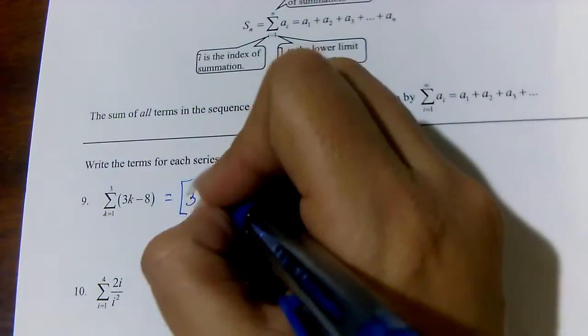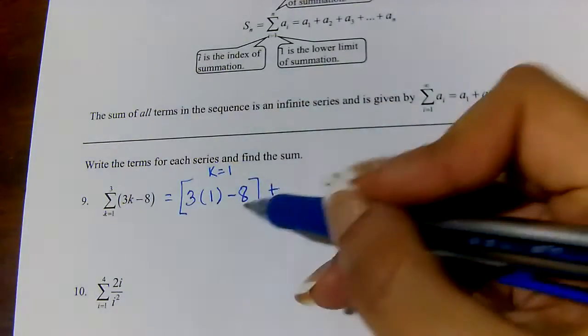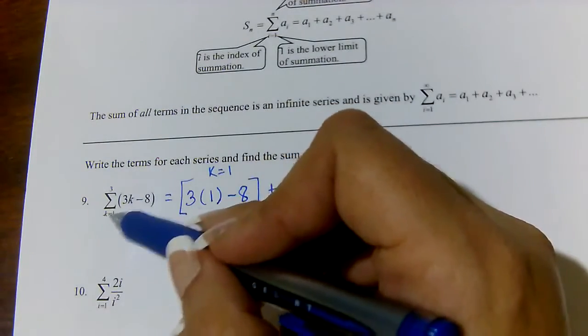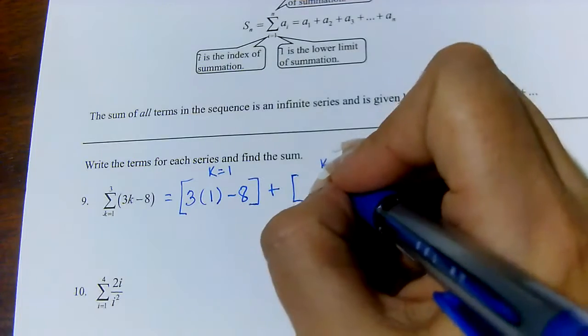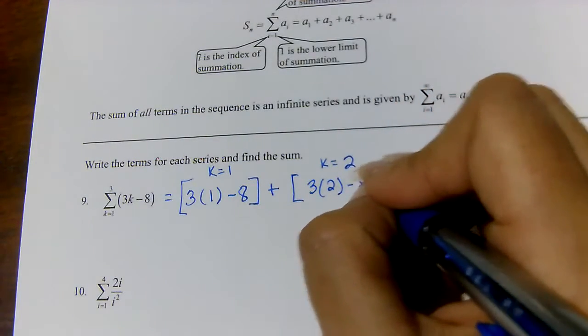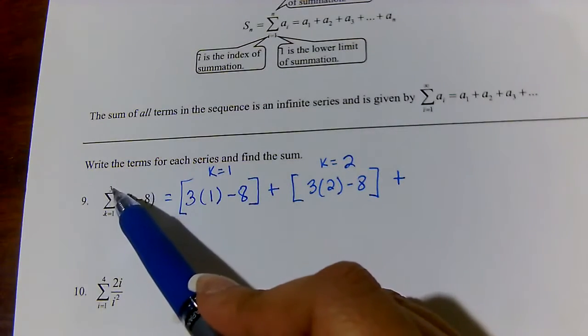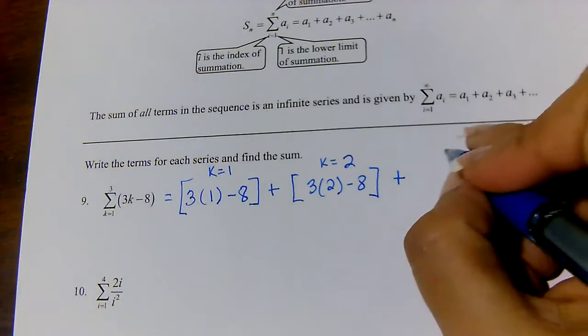Here I'm going to put up here k is equal to 1. Plus, remember the summation means adding. Then we're going to let k equal 2. So here would be 3 times 2 minus 8 plus, keep going, we have to go up to 3. We include 3. k is equal to 3.